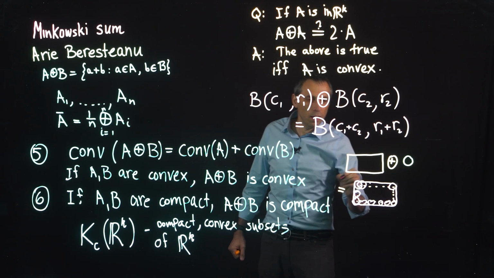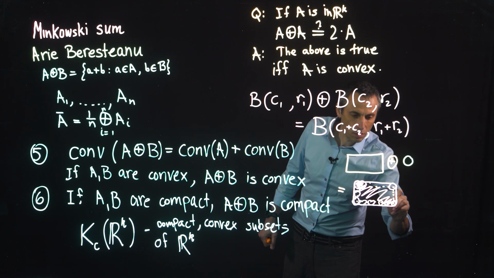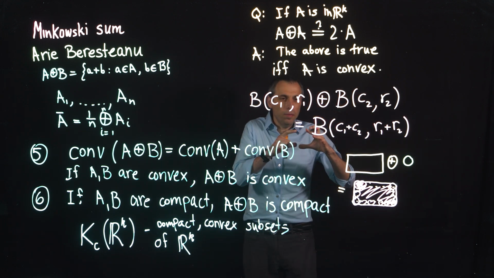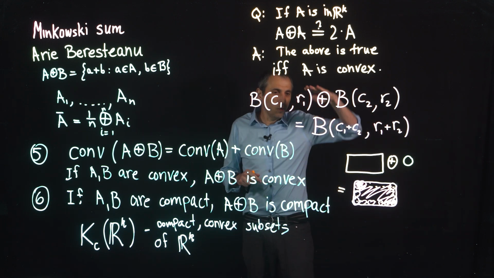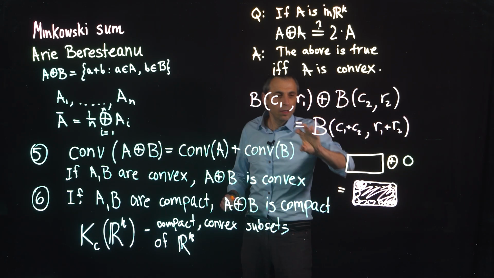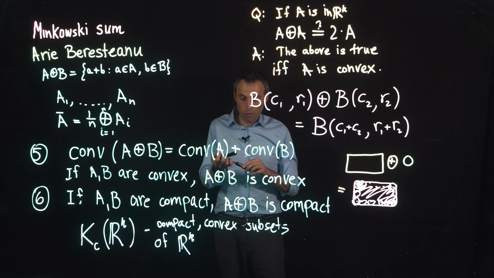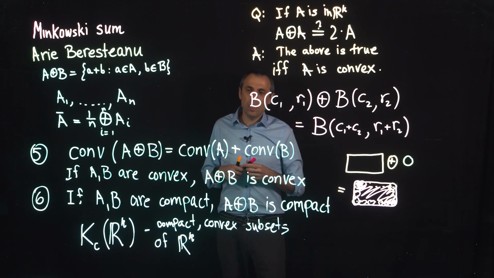So as a result, the shape will be everything. Okay, I will have to fill it, of course. And it will be a bigger rectangle with rounded corners. The rounding comes from the fact that we are moving the circle around on the outskirts of that rectangle. Okay, so that's Minkowski summation in a graphical way here.